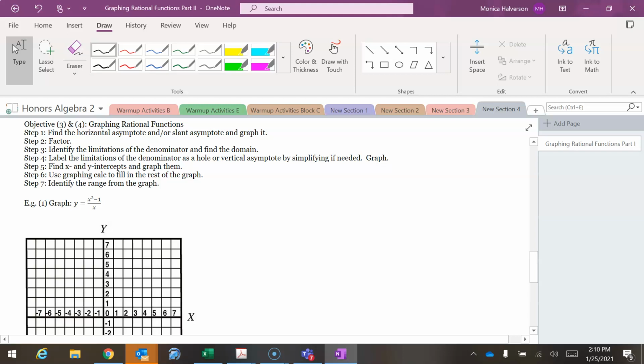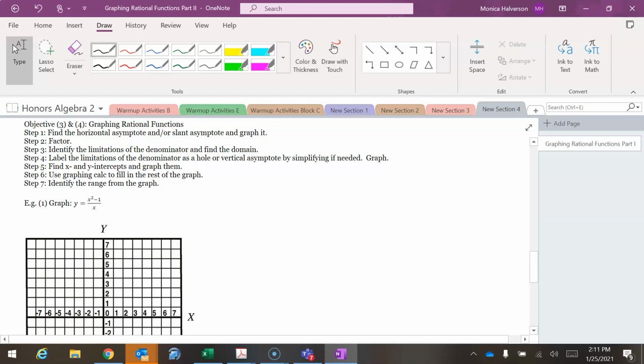So these are the 7 steps you are going to want to follow. The first thing you are always going to do is find the horizontal asymptote and or the slant asymptote and graph it. Then the next thing you're going to want to do is factor. Once factored, you're going to identify the discontinuities based off of the limitation of the denominator. So those limitations will help us find the domain.